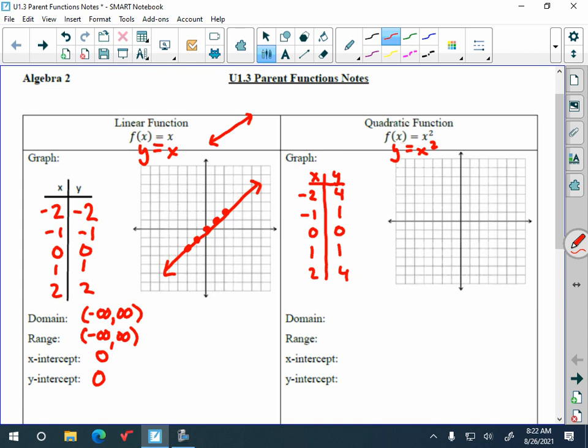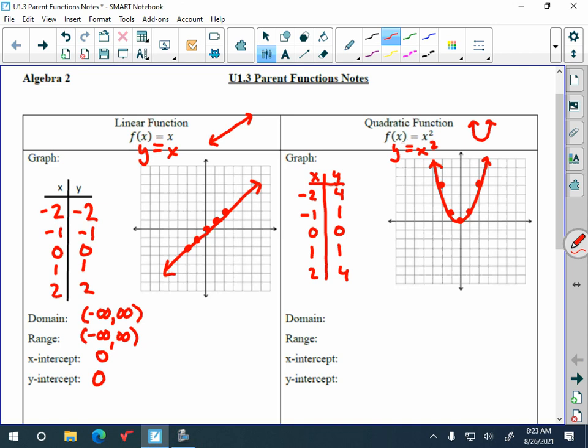Then we can plot those 5 points to see the shape of this graph. So -2, 4, -1, 1, 0, 0, 1, 1, and then 2, 4. When we connect these dots, a quadratic function has the shape of a U. It's a U, not a point, not a V, it's a U. So the shape we always want to think of, anytime we see x squared or we see the name quadratic, is a U shape for the graph.